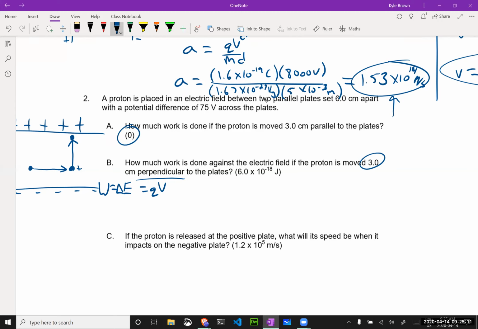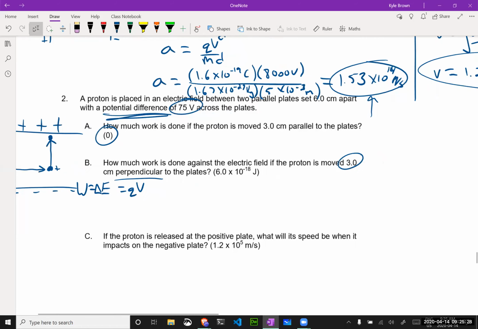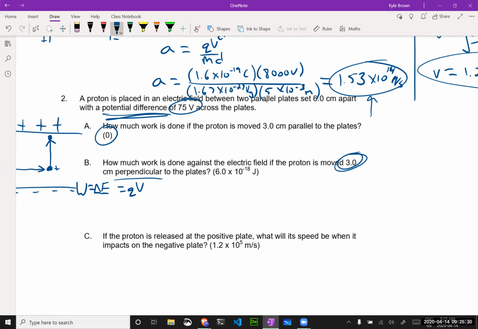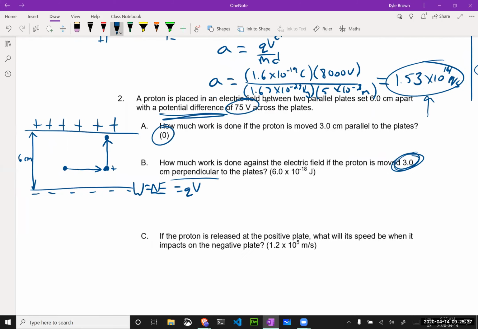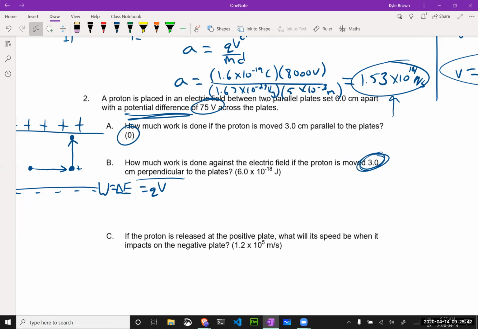Work is equal to the charge times the voltage. Well, what's the voltage? It told us that the difference between the plates, the potential difference, that is voltage, is 75 volts. But that's between the whole plates. The plates were 6 centimeters apart, and we only actually moved this thing through 3 centimeters. 3 centimeters is half of 6 centimeters. You've really experienced half of the change in voltage, so in this case, it's going to be half of this number.